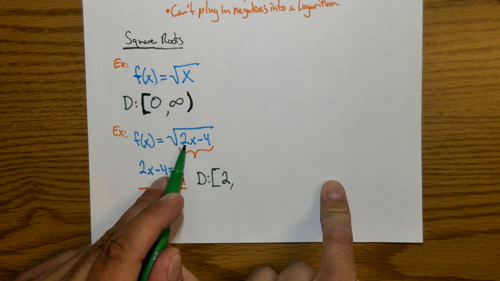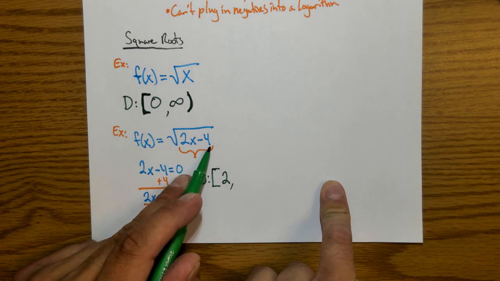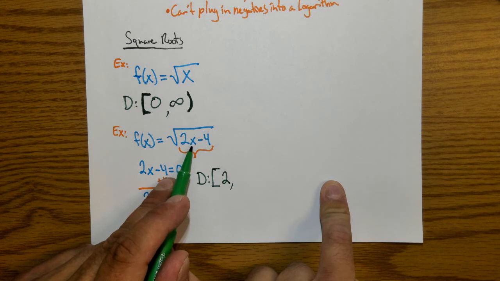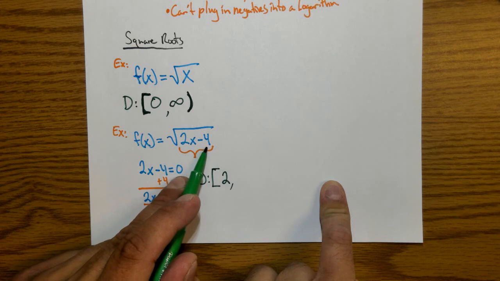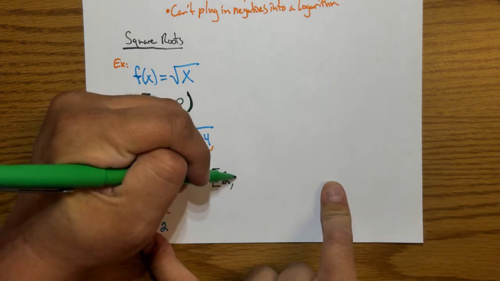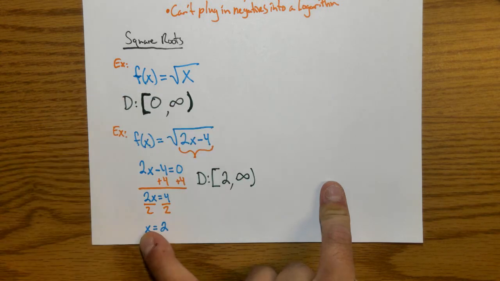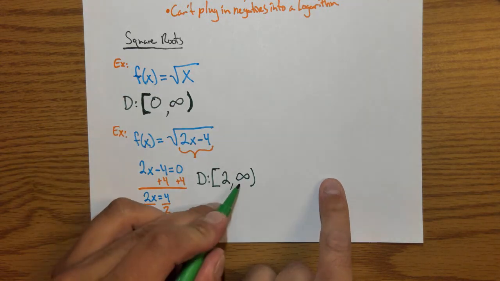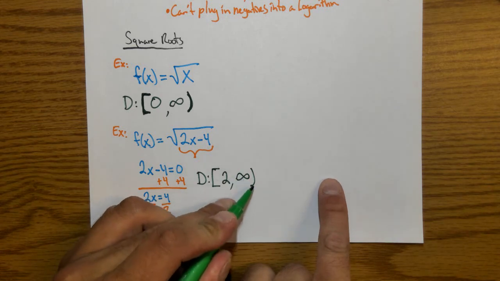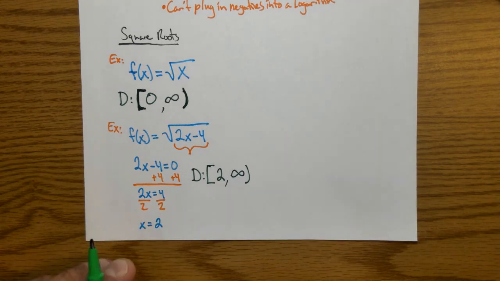8 times 2 is 16, minus 4 is 12. Okay, that's still positive. I could plug in 100. 100 times 2 is 200, minus 4 is 196. That's still positive. So you get the idea. From 2 to infinity is my domain in this case. And again, whenever you have infinity or negative infinity, always use the parentheses. So that's how we determine the domain of square roots.